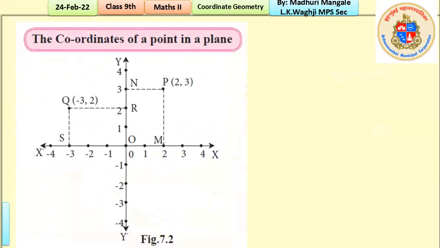Next is how to identify coordinates of a point. Given a point, always start with looking at the x-axis, checking where that point maps on the x-axis. So writing the x coordinate first and then the y coordinate, that gives us the coordinate of a point. For example, here a point P, the x coordinate is 2 and the y coordinate is 3.